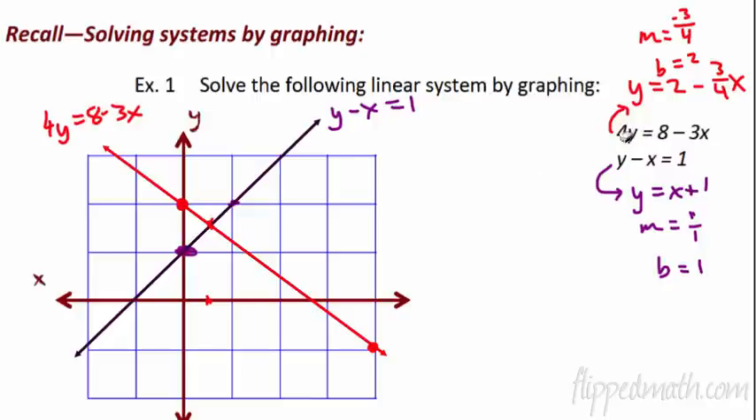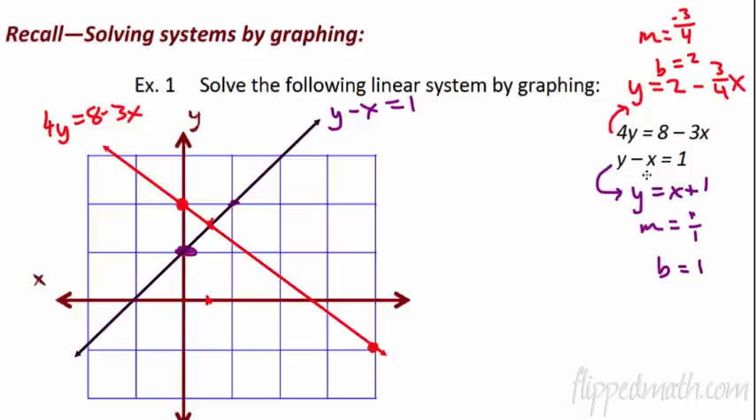If you solve each equation for y, look what we get here. For the first one, we divide everything by 4. We get y equals 2 minus 3/4 x. You can rearrange the terms if you want. We have m equal to negative 3/4, b equal to 2. That means you go down 3 and over 4. B is 2, so you start here at 2 and you go down 3 over 4. That puts us over here, right about that position.